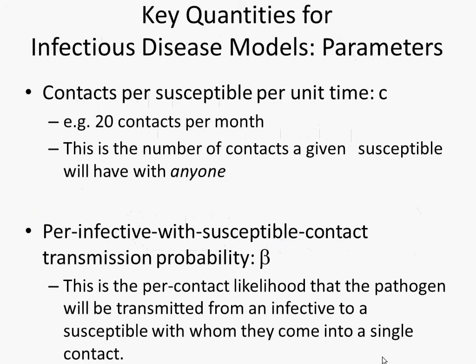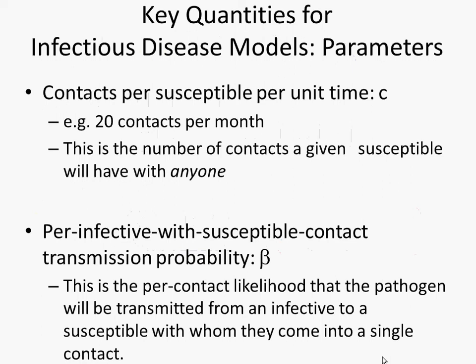The most important of them are the ones at the beginning. The first is C, contacts per susceptible per unit time. If we're considering a susceptible, an individual in the population, they're going to have contacts with a certain number of people per whatever your unit of time is. If the unit of time across the model is months, it'll be per month, maybe the number of sexual partners per month. Maybe the unit is days and we're dealing with influenza, and it might be 20 per day for contacts close enough to spread influenza. Dylan has more information on contact patterns of that sort.